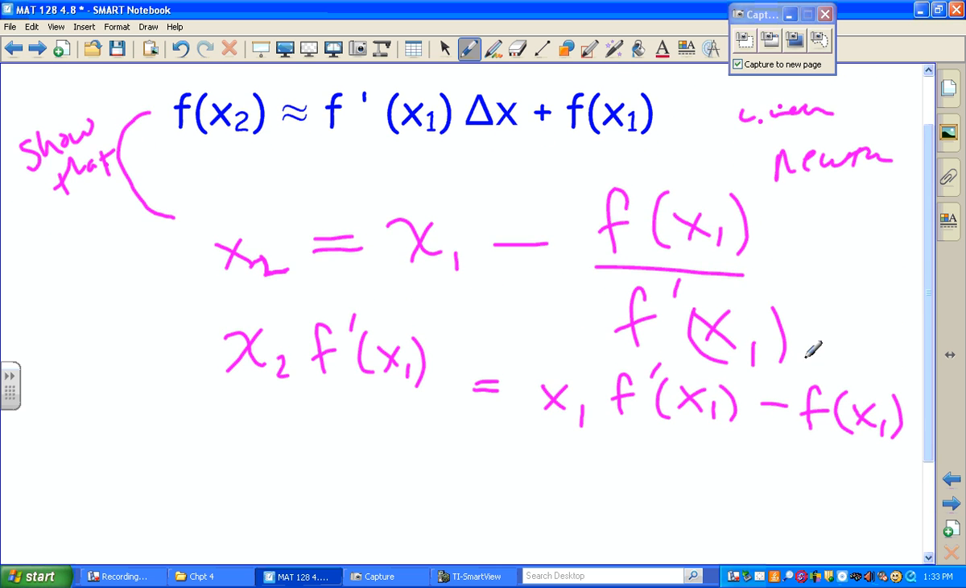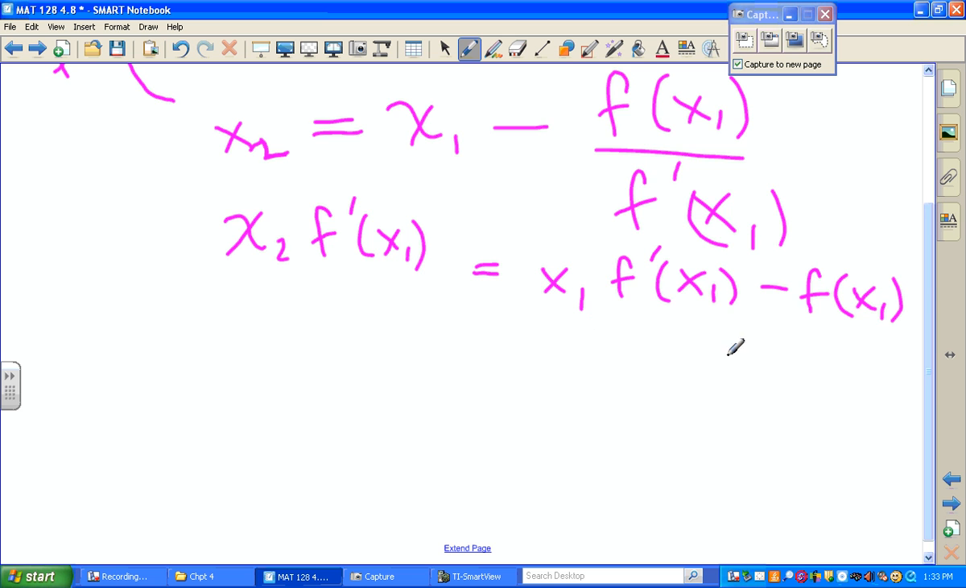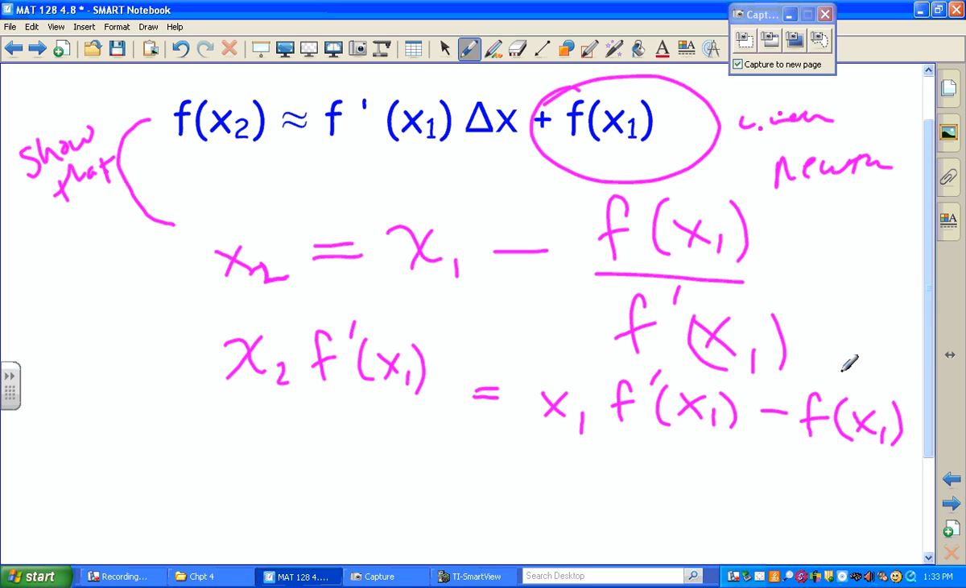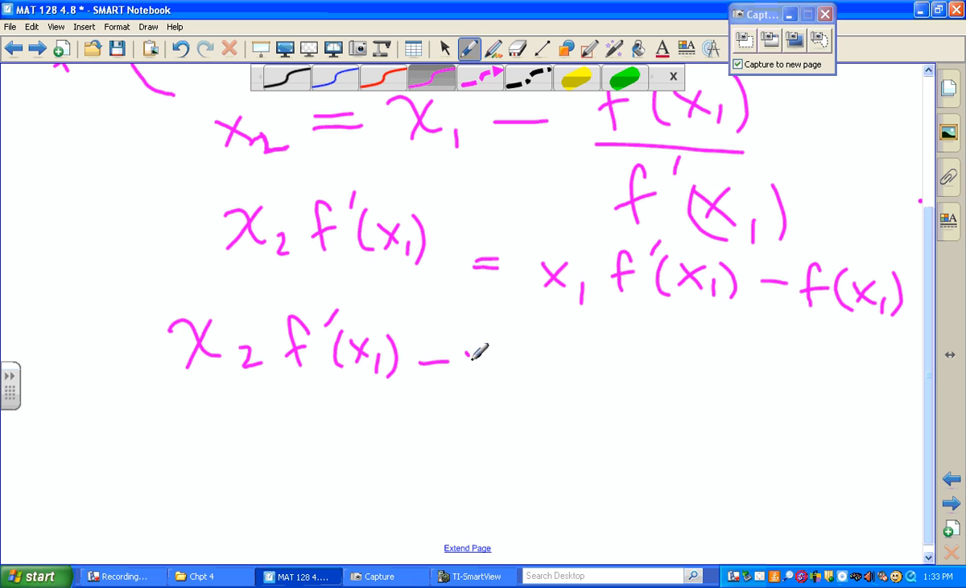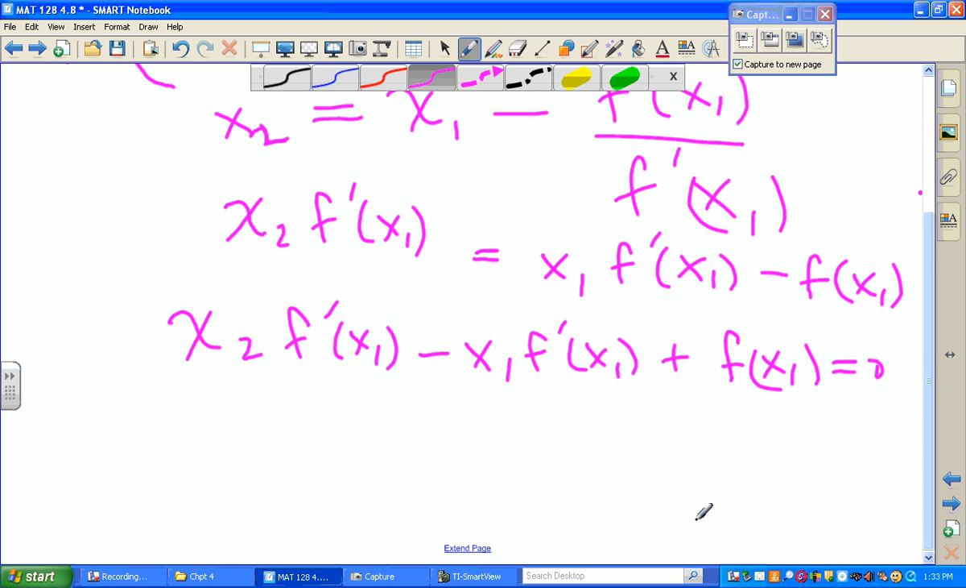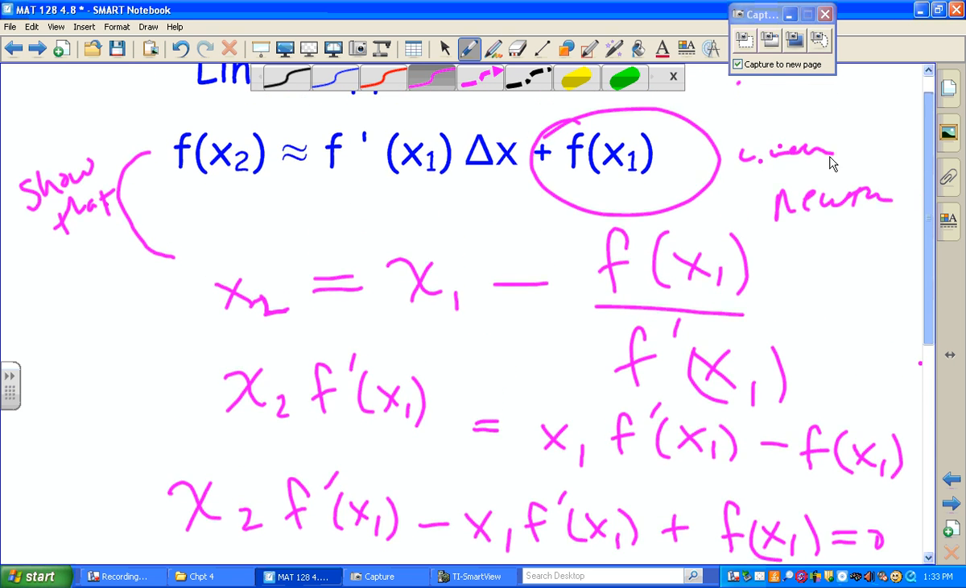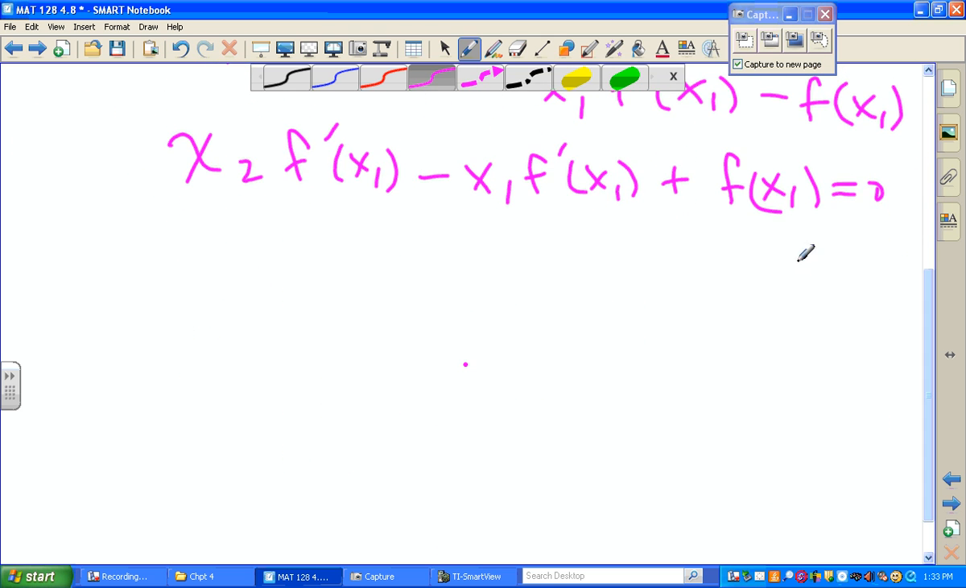Well, I've got the function value. Let's take everything over to the other side, because up here I have a positive f of x sub 1, down here I have a negative. So it makes sense to move everything over to the left, doesn't it? And after all, you should always be inquisitive when it comes to certain things. x sub 2 f prime of x sub 1 minus x sub 1 f prime of x sub 1 plus f of x sub 1 equals 0. Interesting, to say the least. I do have the derivative up here, f prime of x sub 1, don't I? On the same side, excellent.